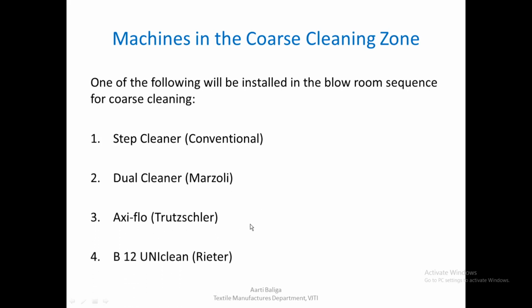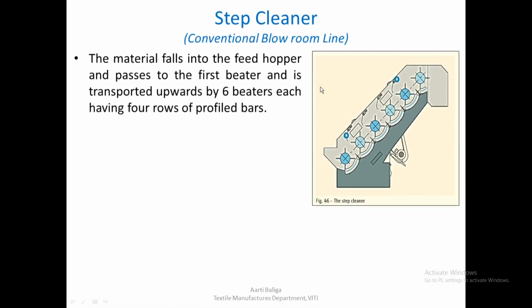And one may also find B12 Uniclean by Ritter. So these, the 2, 3, 4 mentioned here, are modern machines in the coarse cleaning area, whereas the step cleaner was a conventional machine. So we shall take a look at each of these machines, the construction and working.